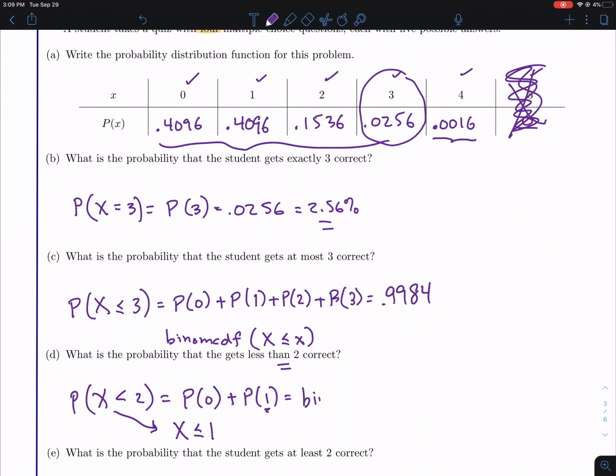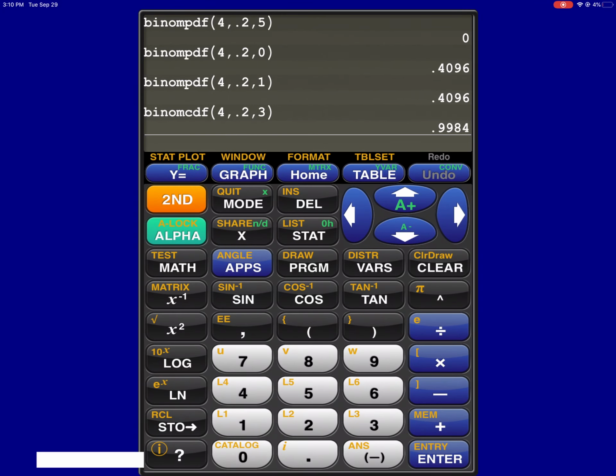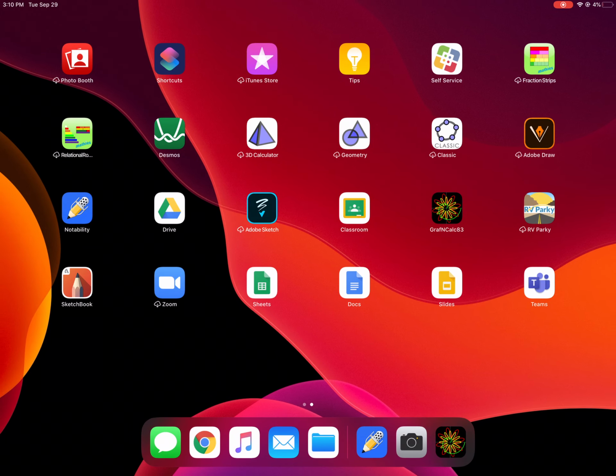So I'm going to type this in as binomial CDF 4, 0.2, 1. Even though my original question involved a straight less than, if I convert it and think of it as a less than or equal to, then I can just rewrite it and put the 1 in there in its place. Let me go back to the calculator. Again, I'm using binomial CDF. The first 2 numbers are exactly the same, but in this case, I just want to go to 1. And when I hit it, I get 0.8192.